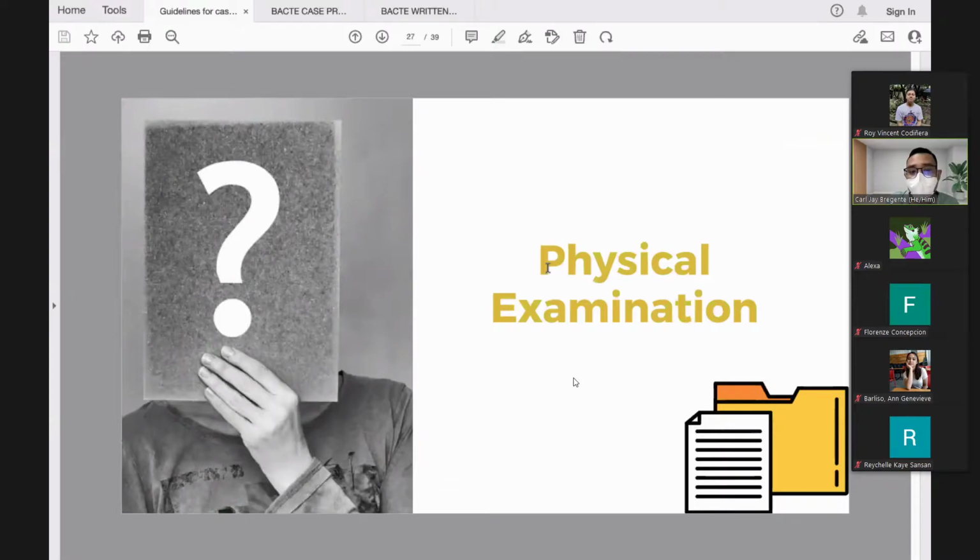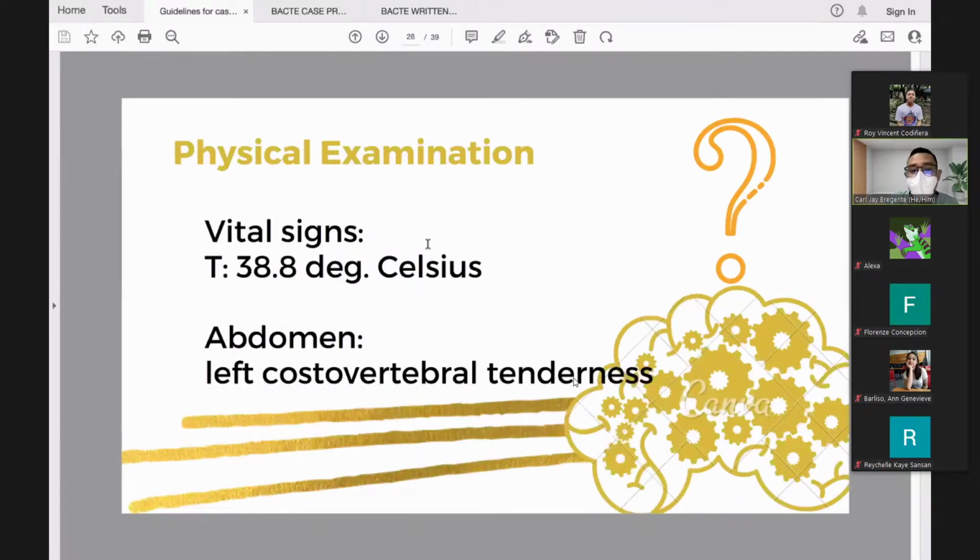For physical examination, here you write the physical examinations done by the physicians to the patient. For example, the patient with the vital signs: the temperature is 38 Celsius. On abdominal exam, there is left costovertebral tenderness. Physical examination also includes respiratory rate and pulse rate.